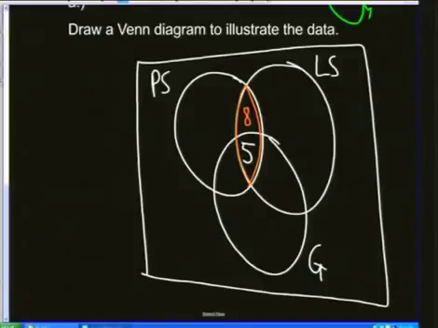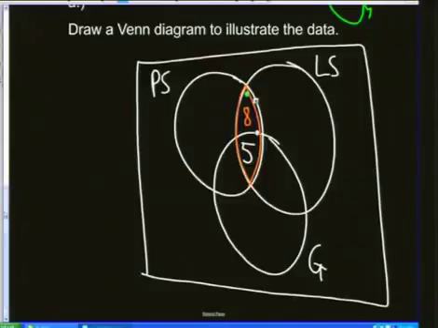So it's important to understand what the overlap represents. This overlap represents everything together, and this overlap represents the physical science and life science. We were told that it's 13. We can't put 13 in here, so we have to separate the 5 that are already there from the 8, and together that gives us 13.